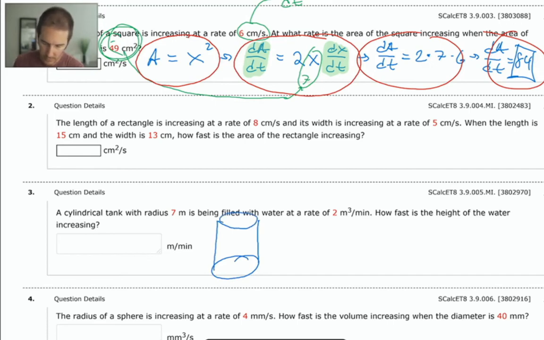My dad would judge me. I shouldn't be drawing the back. You can't see that part. You shouldn't be drawing that part. So I've got this cylindrical tank. We could make it dashed back there. It's got a radius. We don't have to know what the height of the tank is. Apparently it's tall enough that it's accommodating however much water we're putting into it.